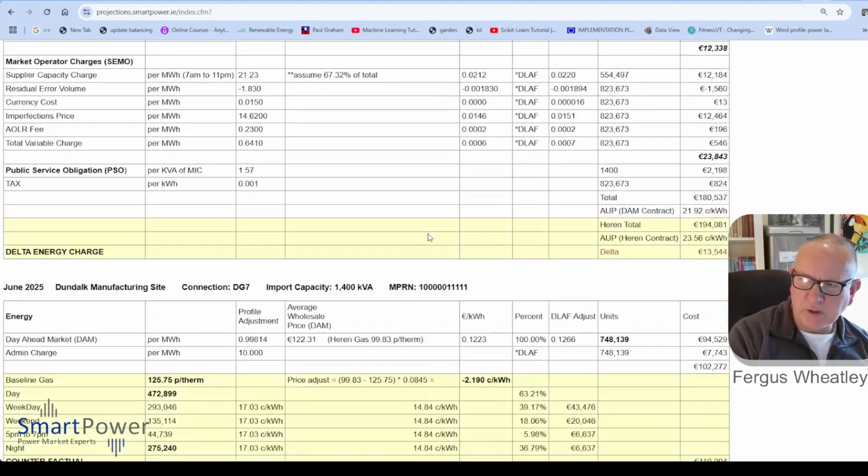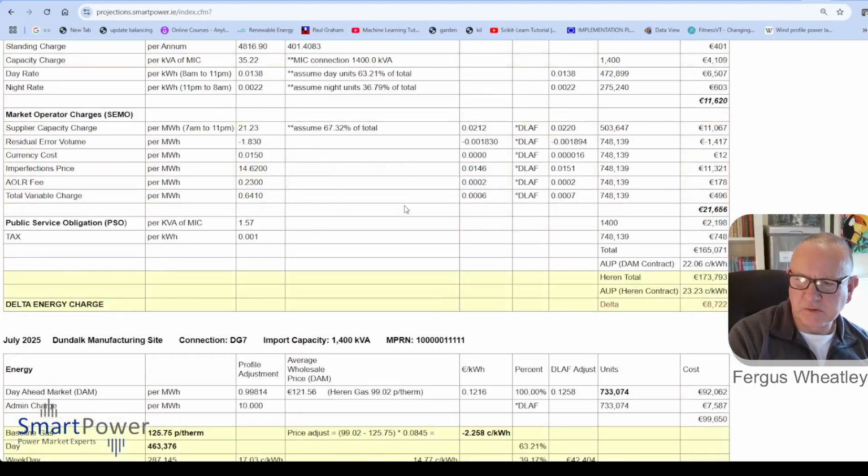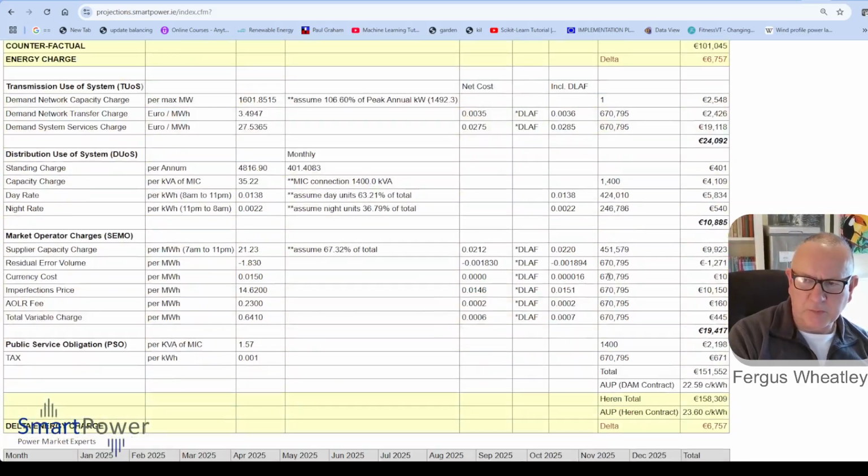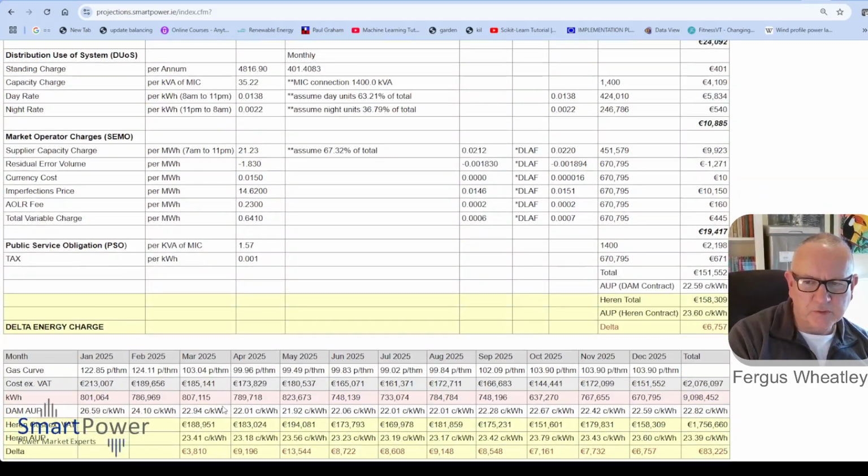Again, energy only, that doesn't include the rest of the costs. And then we come down to the bottom where we compare each month. So we can compare March 25, 185. That's a day ahead market, and then we can compare it. Okay, if we did a Heron gas contract at today's gas curve, that's what we get, and the delta between them would be 3,801. So that all works out there, and every month is basically calculated out.